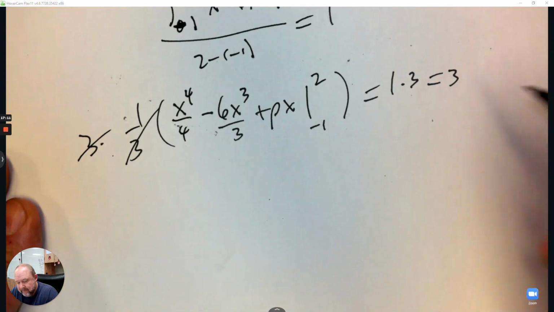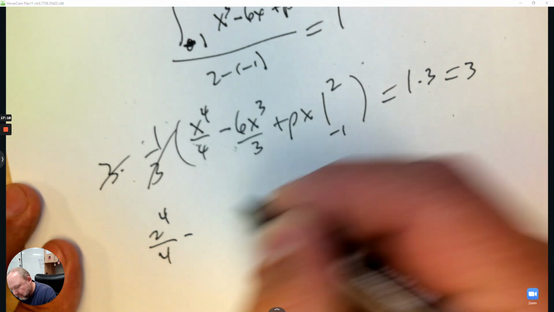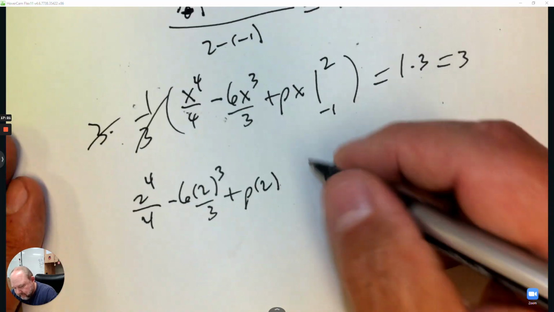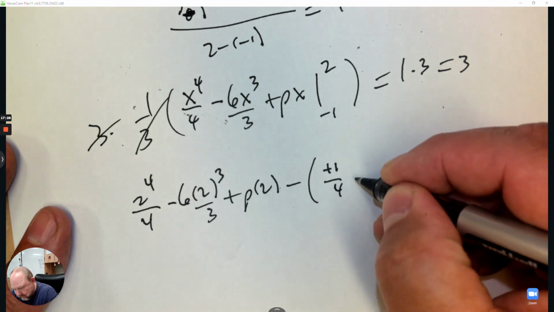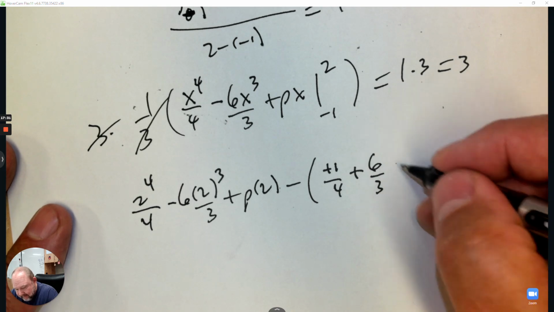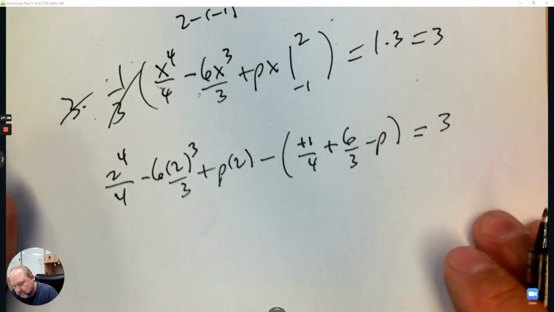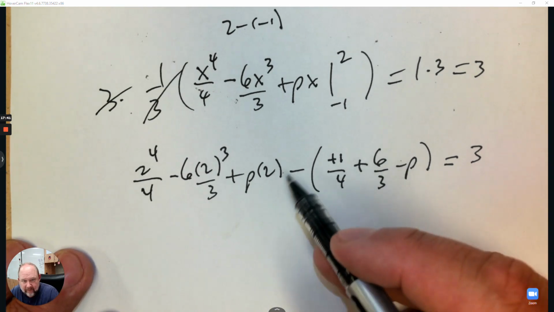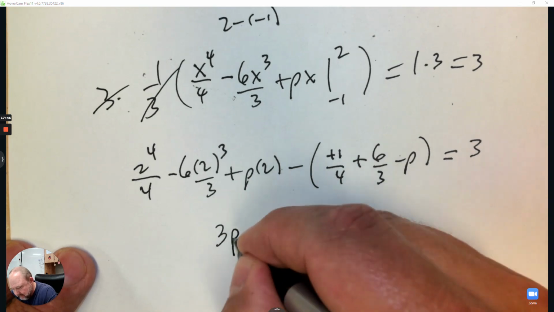Now, for this, I need to plug 2 in first. So we have 2 to the 4 over 4, minus 6 times 2 to the 3 over 3, plus p times 2. Subtract. Now I'm going to plug in negative 1 to the 4. That's positive 1/4. Negative here, a negative and a negative is 6 over 3. And then negative would be negative p. And then I'm going to solve this. So first the p's, 2p, when you subtract a negative it's adding, so it's 2p plus 1p, so that's 3p.